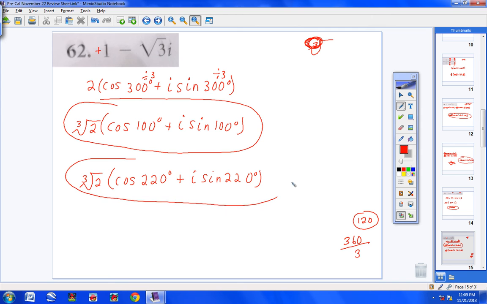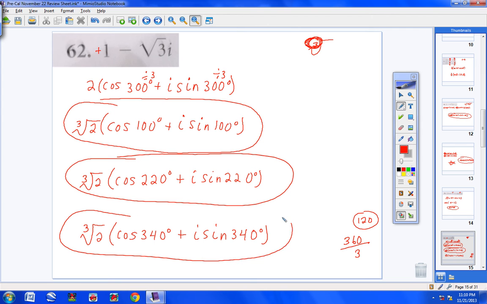So now we're going to add 120 degrees again. So we get cubed root of 2, and then cosine of 220 plus 120 is 340. So 340 degrees plus I sine 340 degrees. And those are the 3 cubed roots of this number right here.